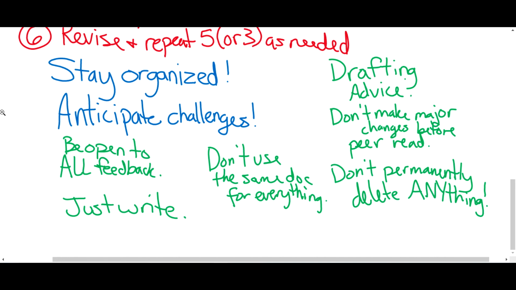Because if some random person that you know reads it and goes, I don't understand what it means, there's a problem. If they just don't understand the terminology, that's one thing, the fancy words you use. But if they don't understand what you're trying to say, there's a confusion in your writing process. So always have someone else read it. It just helps. Number two, be open to all feedback.